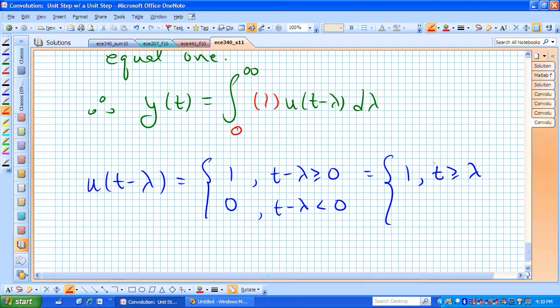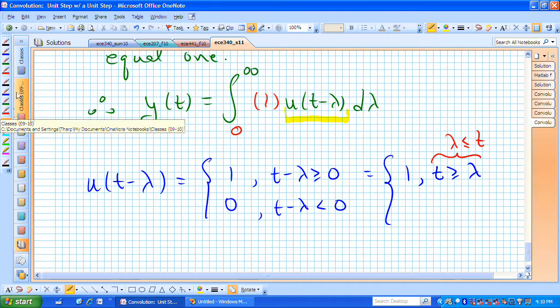Or we can simply write that a different way and say, as long as lambda is less than or equal to t, then this argument of our integration is going to be 1, and for all the other values it's 0. When lambda exceeds t, then we will have a value of 0 for that waveform.